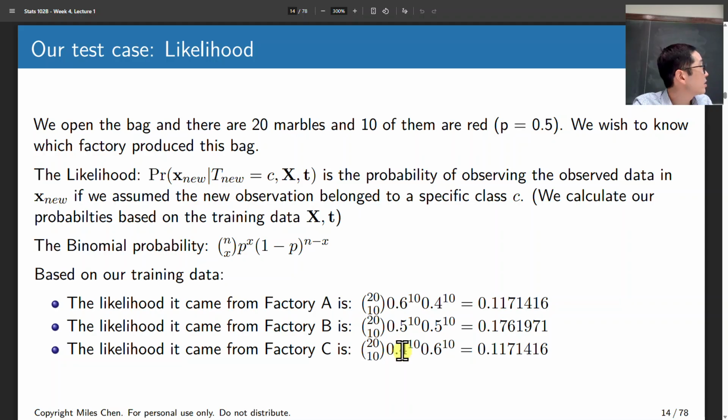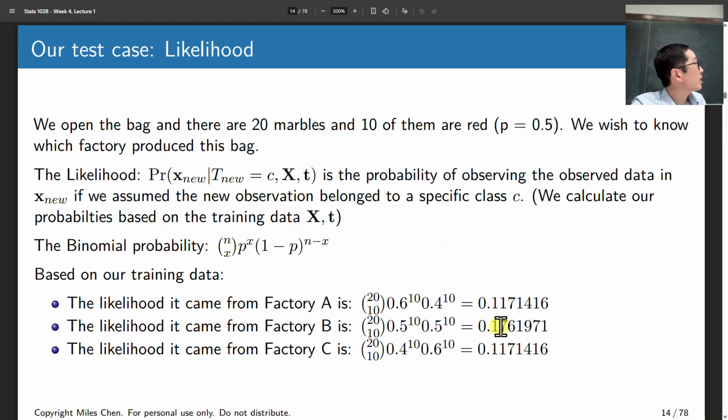And then in factory C, 40% of the marbles are red, so we do 0.4 raised to the 10. And 60% are blue, 0.6 raised to the 10, because that's what we have. We have 20 marbles, 10 are red and 10 are blue. So these are our likelihoods.